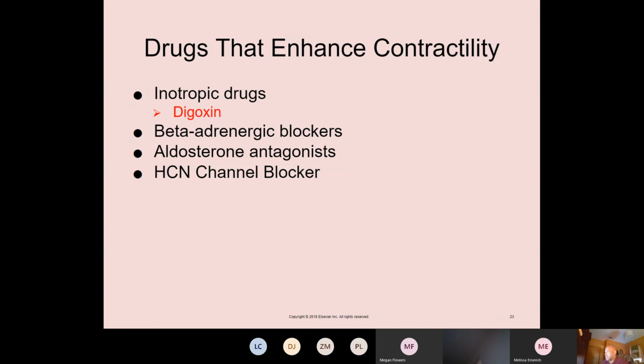You must teach these patients how to check their radial pulse when taking this particular medication, and they should report any irregularity or low heart rate to their physician. So here we go again, we're talking about patient teaching. I'm going to highlight that in red. All right.